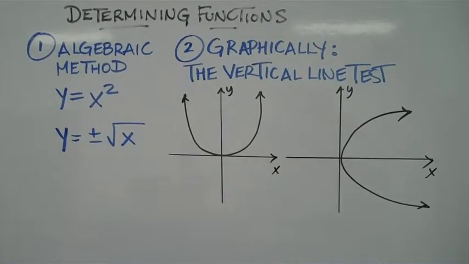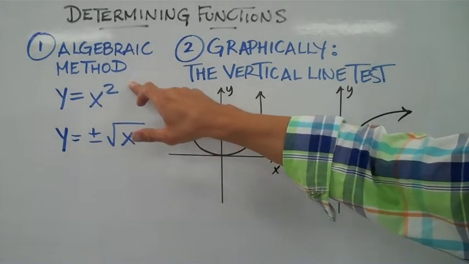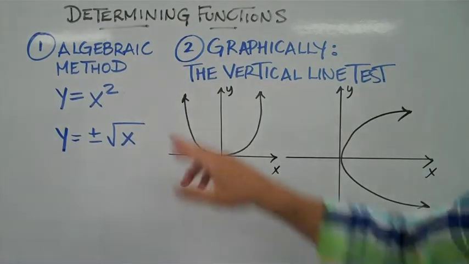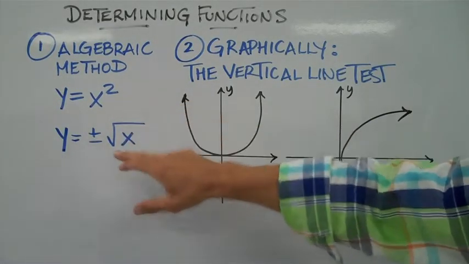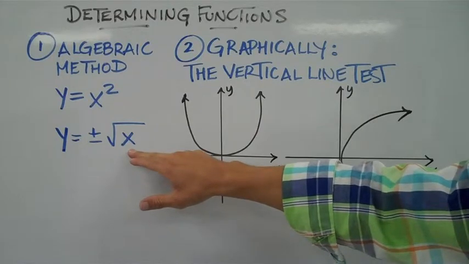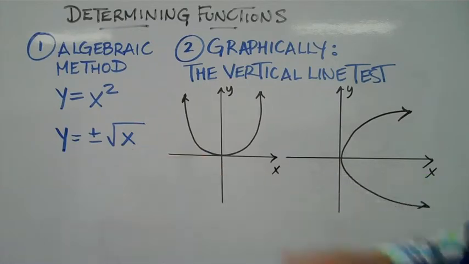One method for determining if a relation is a function is the algebraic method. In the algebraic method, you say to yourself, for every input of x, how many y's am I going to get out? For example, if I put an input of 2, I'll get 2 squared, which is 4. So an input of one x gives me one y. So this is a function. If I put in an input of 4 here, I get plus or minus the square root of 4, which is plus or minus 2. So for every x, I get 2 output values for y. So this is not a function.